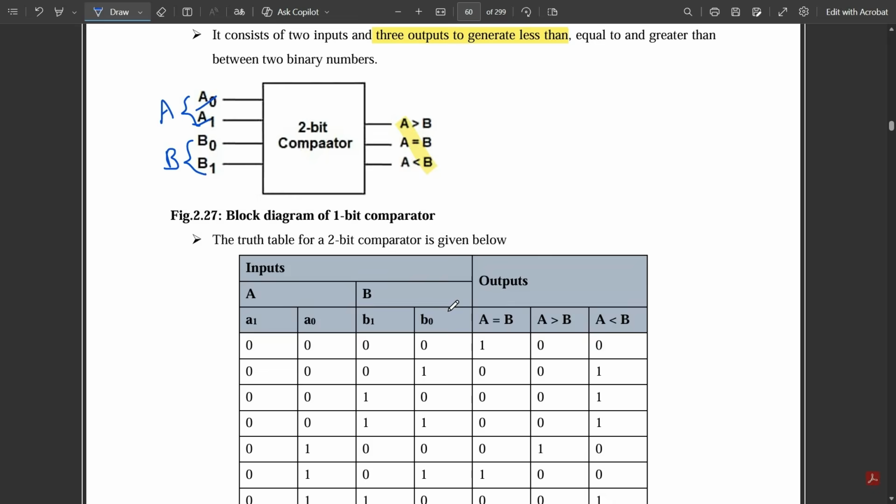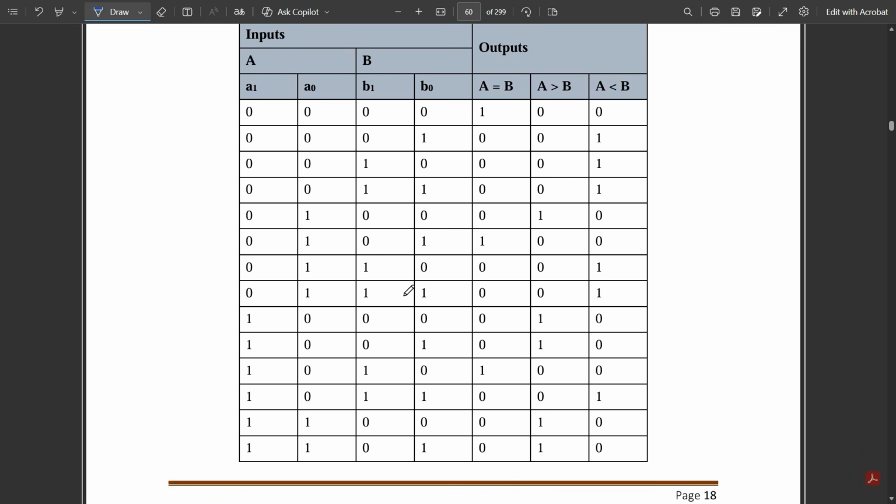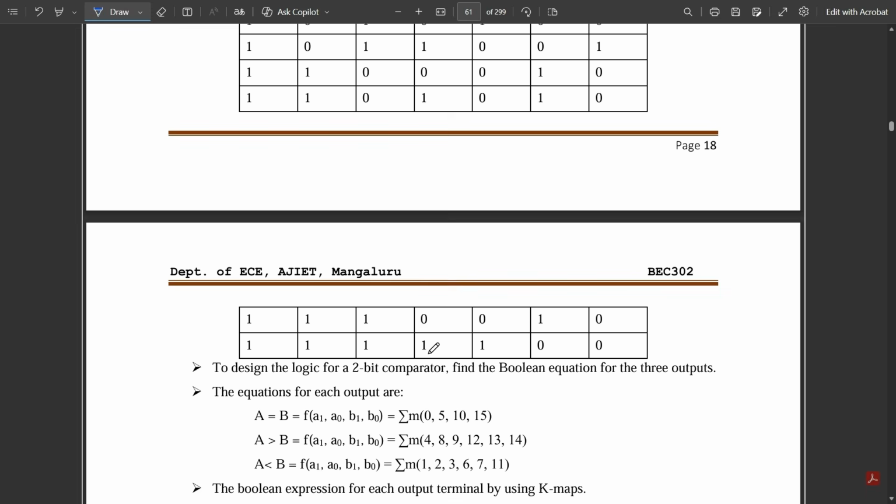This is the block diagram and the truth table generated for the 2 bit magnitude comparator. You see here there are two inputs A and B, where A is A1 A0 and B is B1 B0. Totally there are 4 bits, right? Since there are 4 bits, the number of combinations is 2 to the power 4, that is 16, starting from 0000 up to 1111.